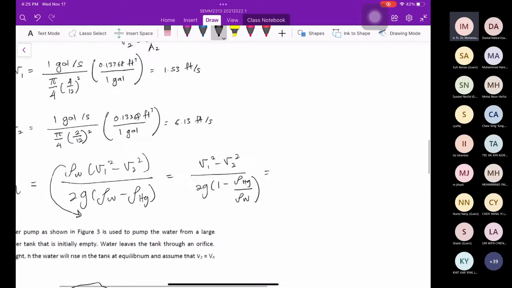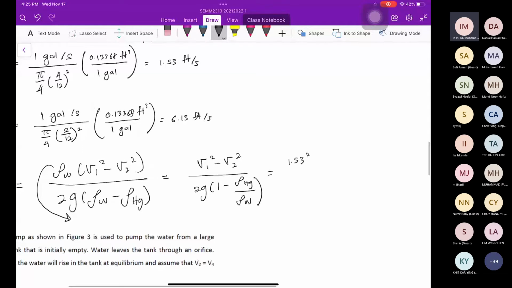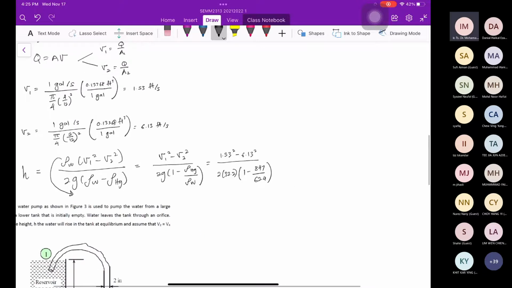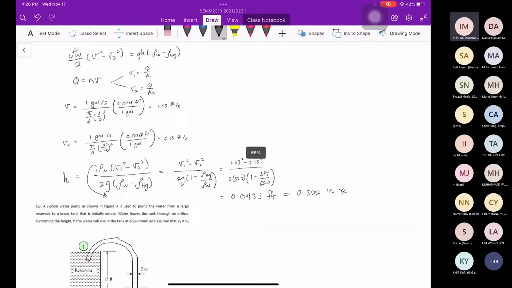Okay, velocity 1, you will get 1.53 squared minus 6.13 squared over 2 gravity 32.2, divided with 1 minus density of mercury over water. Finally, you will get the final answer 0.0435 feet. Okay, convert into inch, multiply with 12, you will get 0.522 inch. Okay, any question, class?